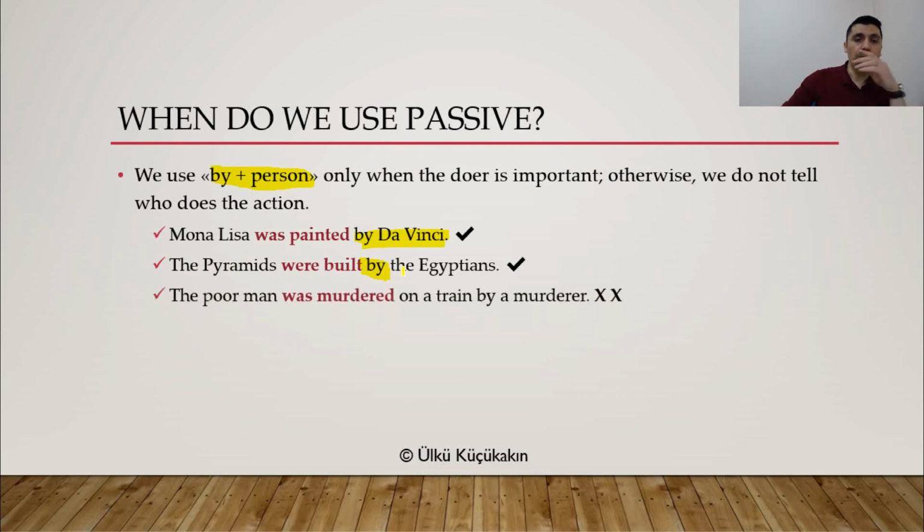All right? But look at this sentence. The poor man was murdered on a train by a murderer. Now here, by a murderer is not important because, first of all, we don't know who did it. Secondly, it's not important for us. Of course, a murderer killed him. So we just say, the poor man was murdered on a train. Full stop. That's it. By a murderer is not necessary.